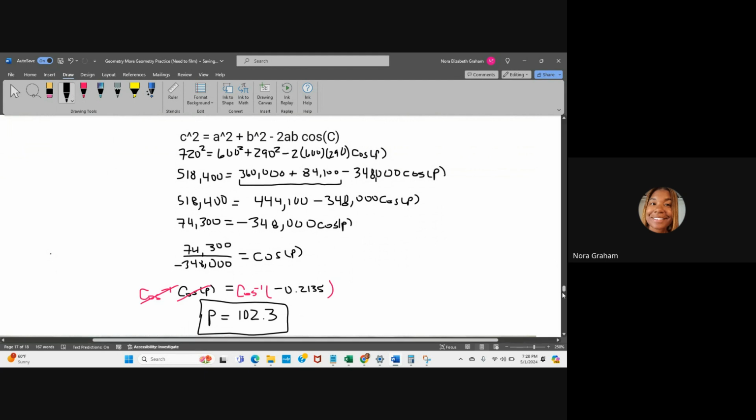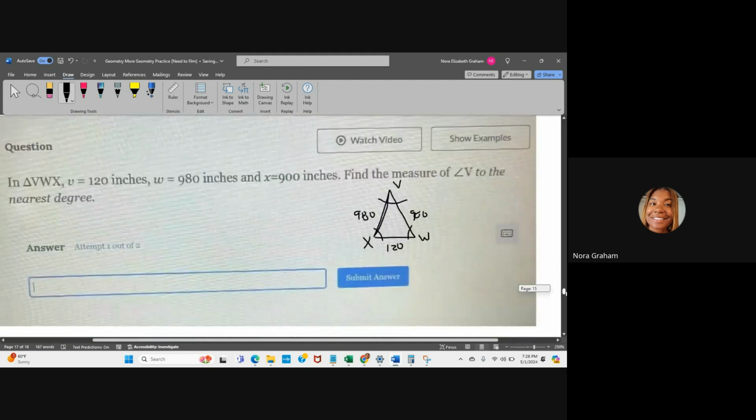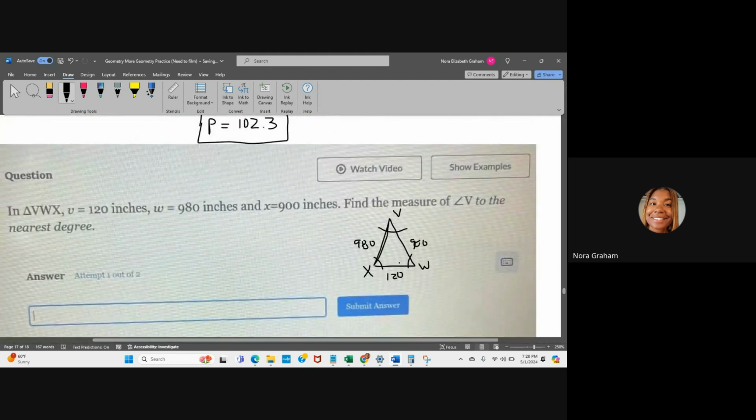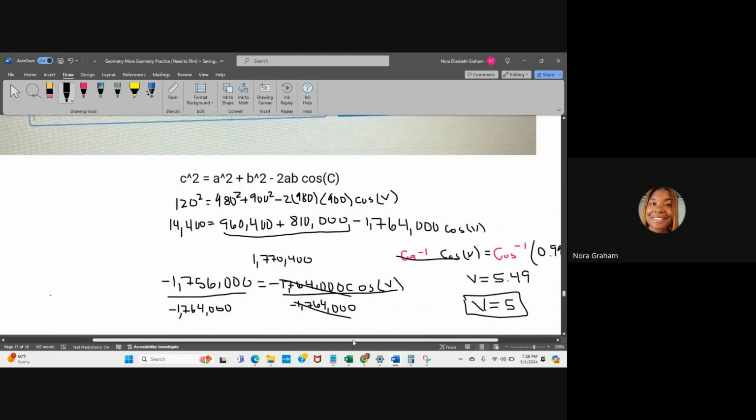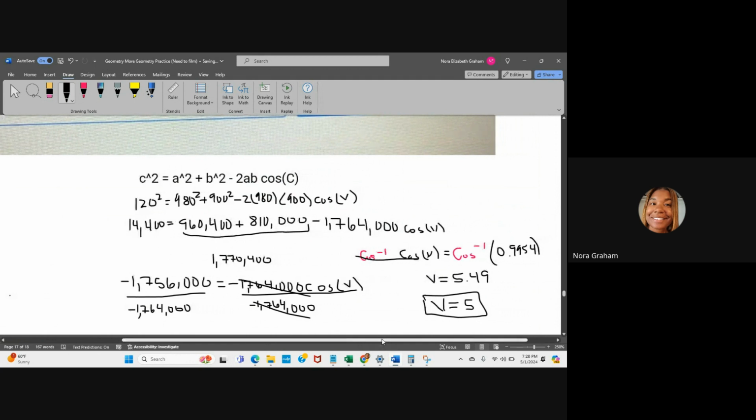So the next one, I'm just going to show you my work because this is another side. Okay, so again, we're going to use law of cosines for this Delta Math problem. And we're going to set it up just like this. Okay, I drew out my little triangle, and here's the work for that one. Pause the video and see if you can go step by step and follow along, but the answer is going to be 5 for this Delta Math problem.